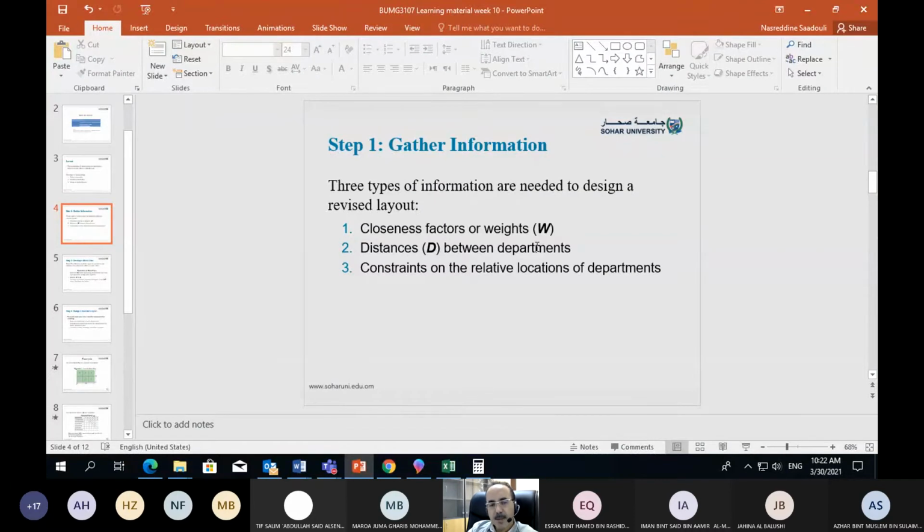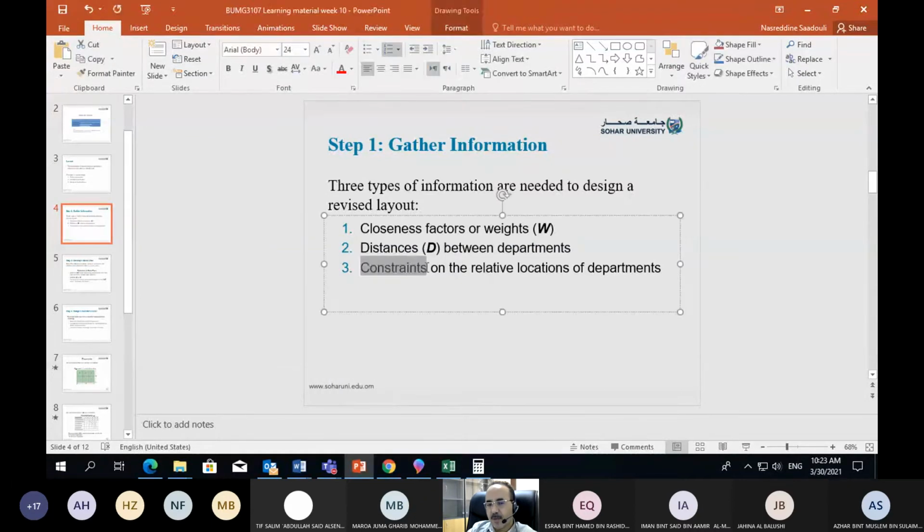The second piece of information is the distances that are traveled between departments and between units or between workstations. As we go to a higher and higher level of detail, obviously, we're not only talking about departments. But in this discussion, in this course, we'll keep things simple at the highest level, which is primarily talking about departments. The other thing is having constraints, if there are any constraints on the location of departments.